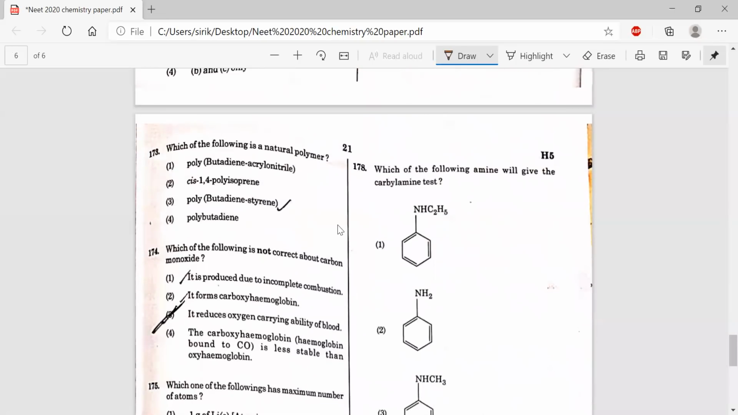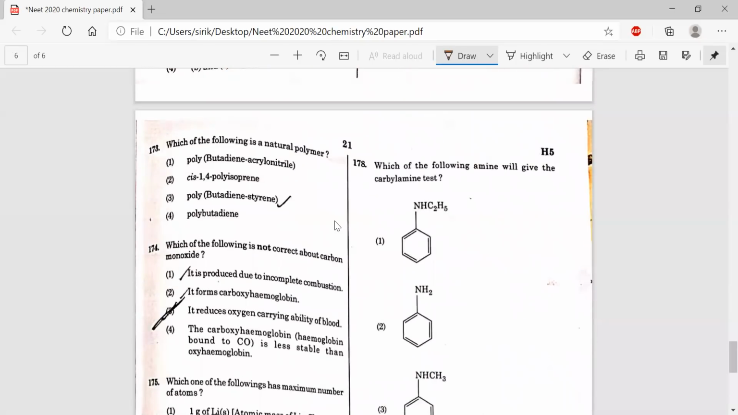And question number 173, which of the following is a natural polymer? Cis poly 1,4 polyisoprene, this is nothing but a natural rubber polymer. This natural rubber is a natural polymer.